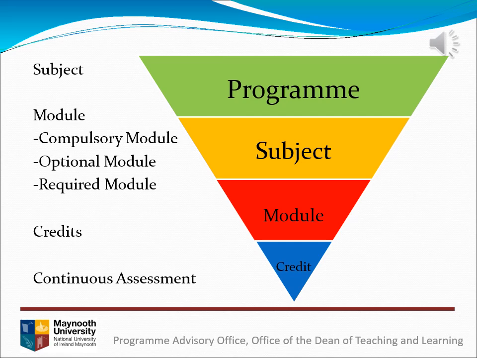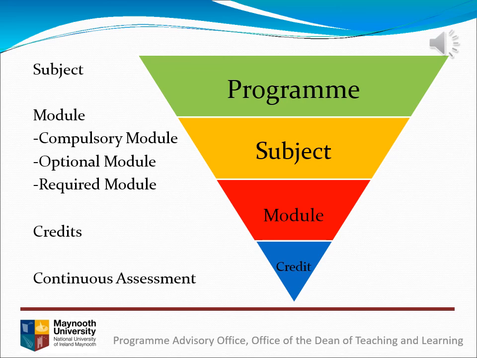A compulsory module is a module that you must take for your course. An optional module is where you have a choice to choose from a number of modules available. Usually in first year, all modules are compulsory or required. However, as you progress along your degree in second or third year, you will have more optional modules to choose from. Each of the modules is worth credits.